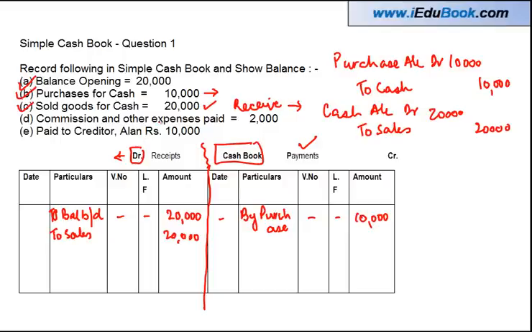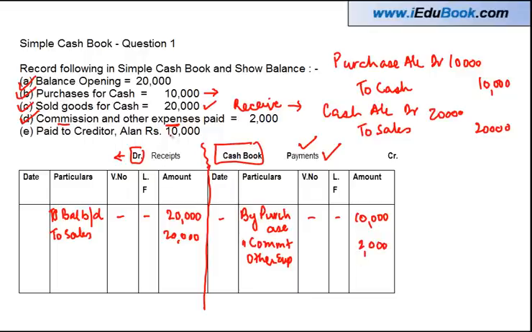Next, commission and other expenses paid. Now, when you incur a commission or you pay expenses, what happens? Cash balance goes down. You're making a payment. So it has to come on the payment side by commission plus other expenses. How much is the amount? 2,000.